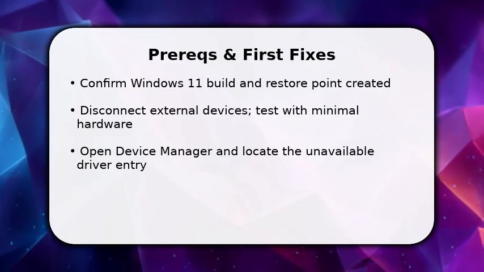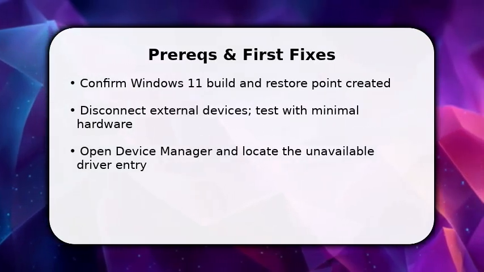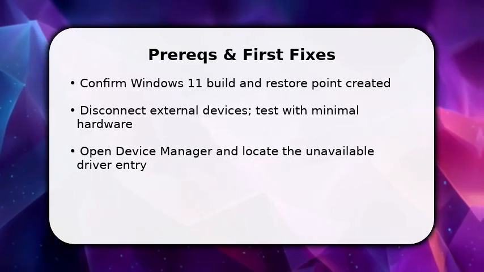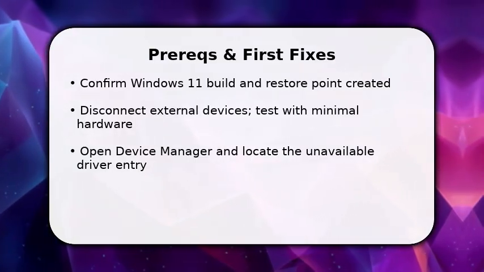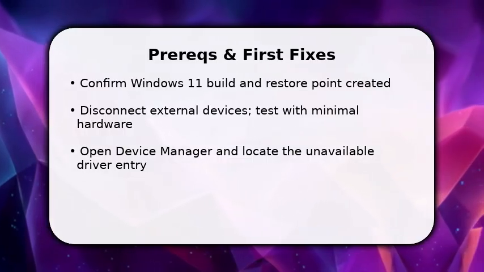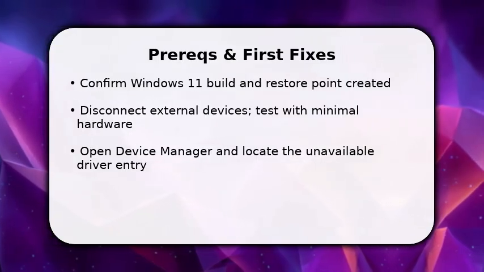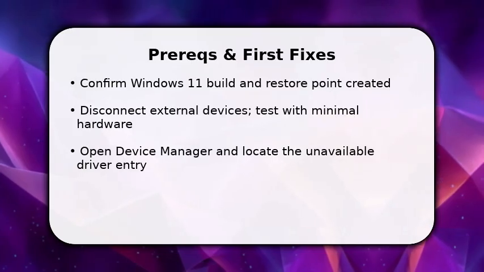You start by confirming your Windows 11 build and creating a restore point so you can undo changes if needed. Once done, disconnect all non-essential peripherals to avoid device conflicts and test with minimal hardware. Next, open Device Manager, find the device showing driver is unavailable, and note its exact name and vendor.